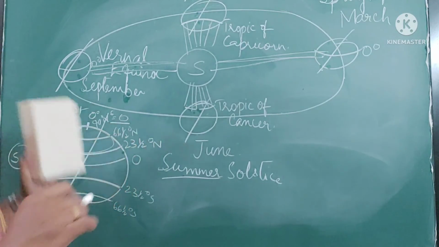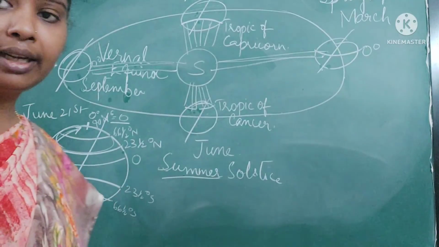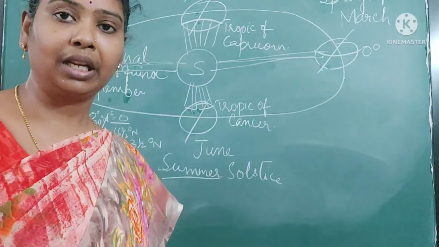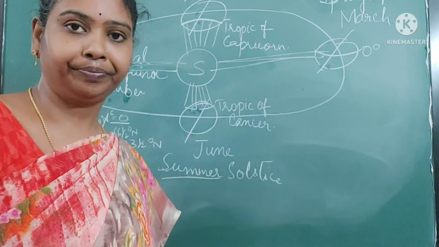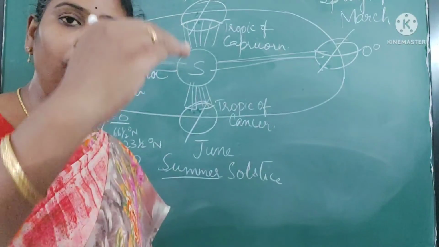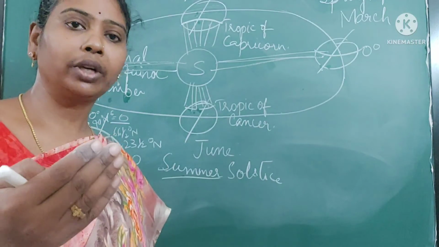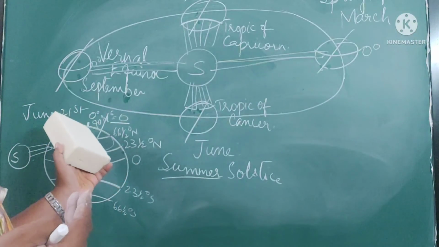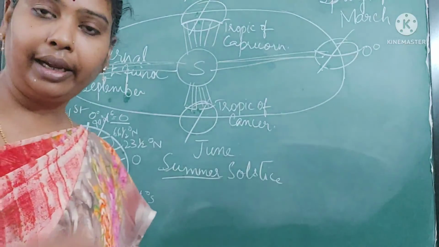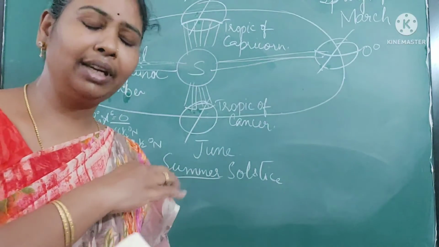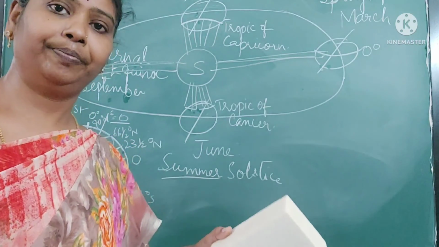The Arctic Circle will be having continuous daytime, continuous light. That light will not decrease all those 6 months. All the 6 months, at the poles you will be having continuous light.